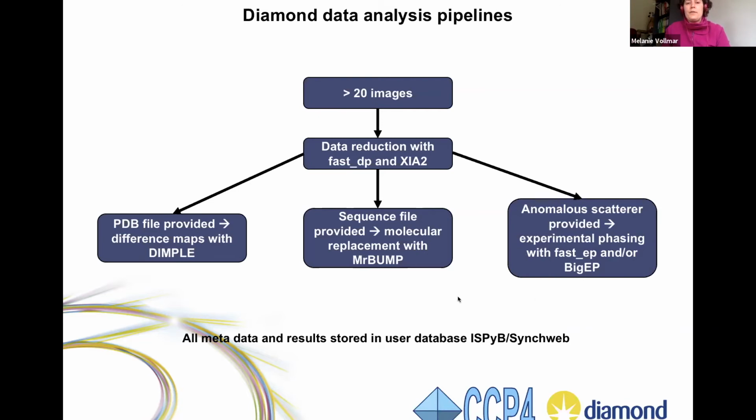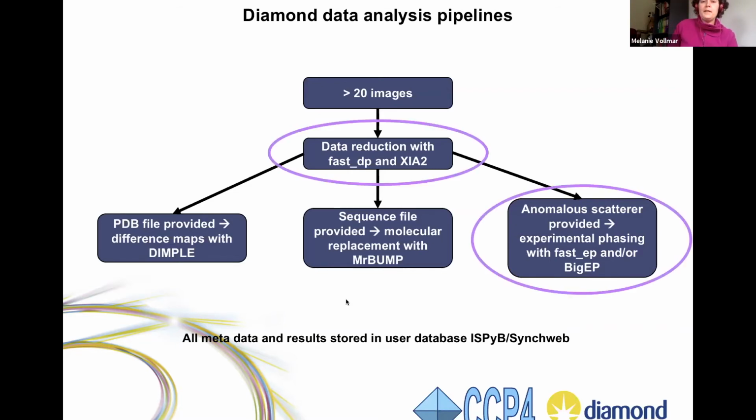To keep track of everything, we have a user database where things like the PDB file and sequences can be specified, and where we give feedback to the users as well, on how their data performed. For me, the interesting bit are these two steps: getting the data from the data reduction and using the provided anomalous scatterer to predict whether Big EP will actually produce any output. That was my first task.